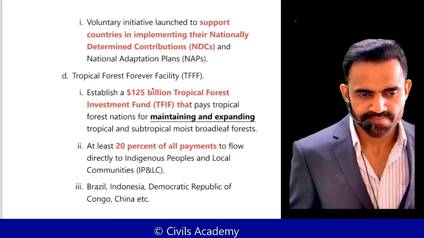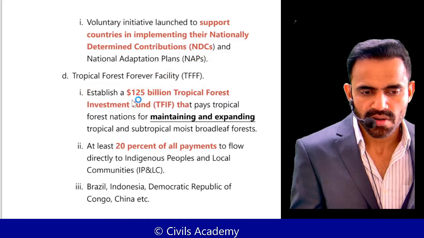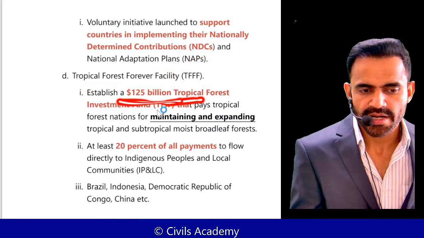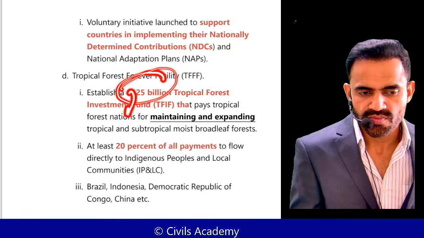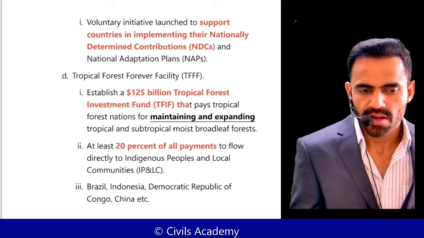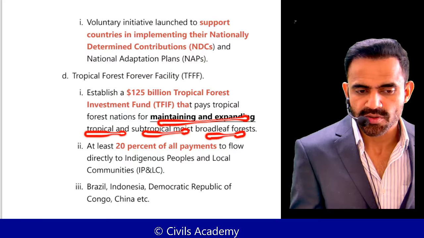change. Then there is a Tropical Forest Forever Facility. So under this there is a funding of $125 billion. What will be done? This funding will be given to the tropical countries. Okay, why will this be given? So that they can maintain and expand the tropical and subtropical forest.